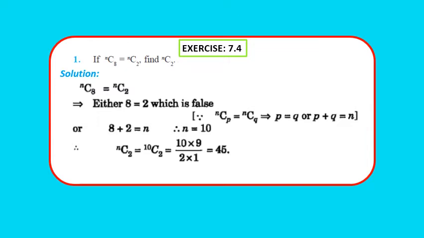So you can simply write this as 10 into 9 upon 2 into 1 by using the property of nCr, that is factorial 10 upon factorial 2 into factorial 10 minus 2, which will be equal to 45. Clear? So here we have used the property nCp is equal to nCq implies that either p is equal to q or p plus q will be equal to n. Okay, so pause and note down the solution.